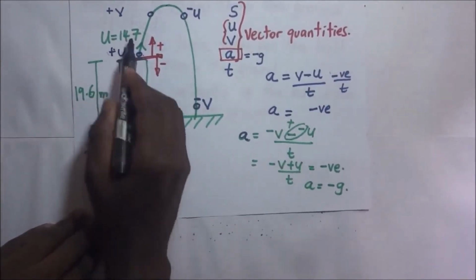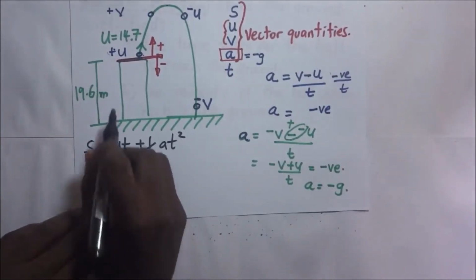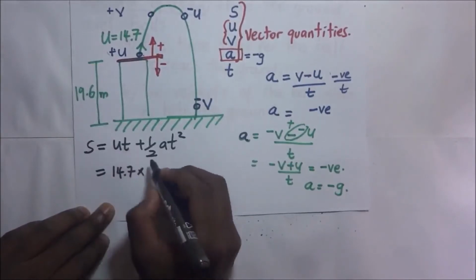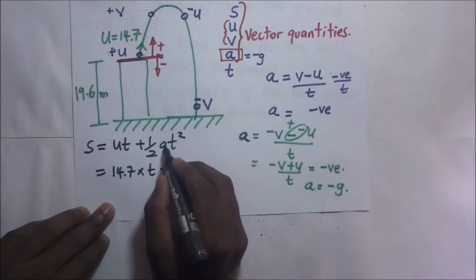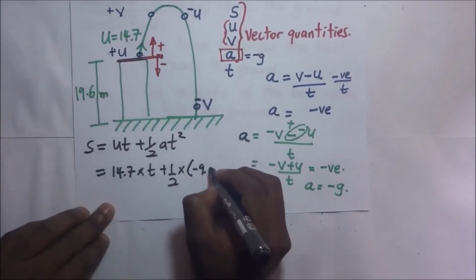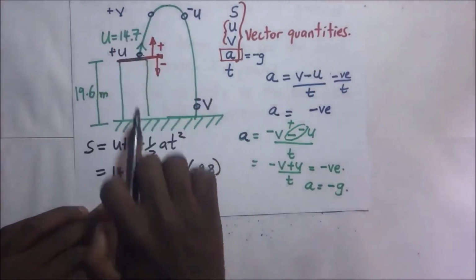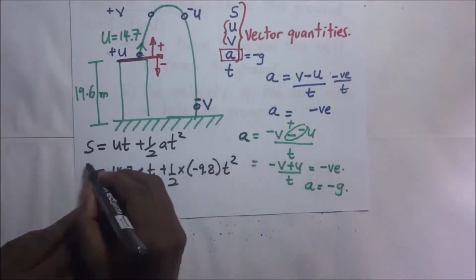Now our initial velocity is 14.7. The initial velocity is positive, since it's moving downward, so it's positive 14.7 times t plus a half times acceleration. Our acceleration is going to be negative 9.8. I already explained where the negative is coming from. In the first case, it's even going against gravity. So negative 9.8 times t squared is going to be s.